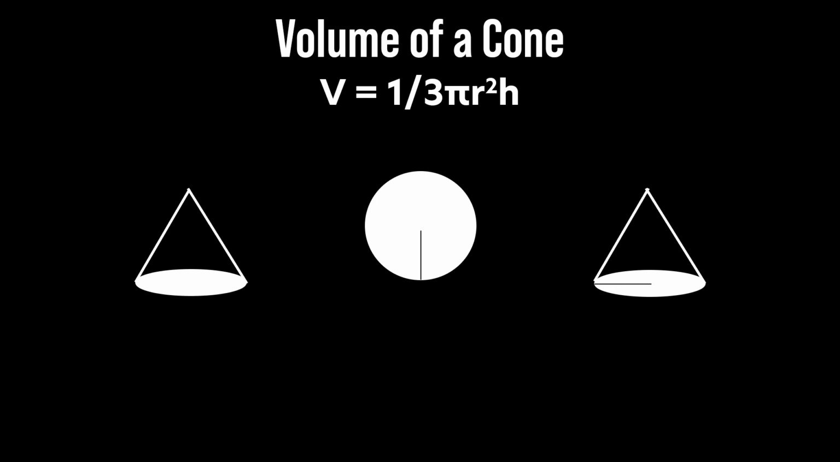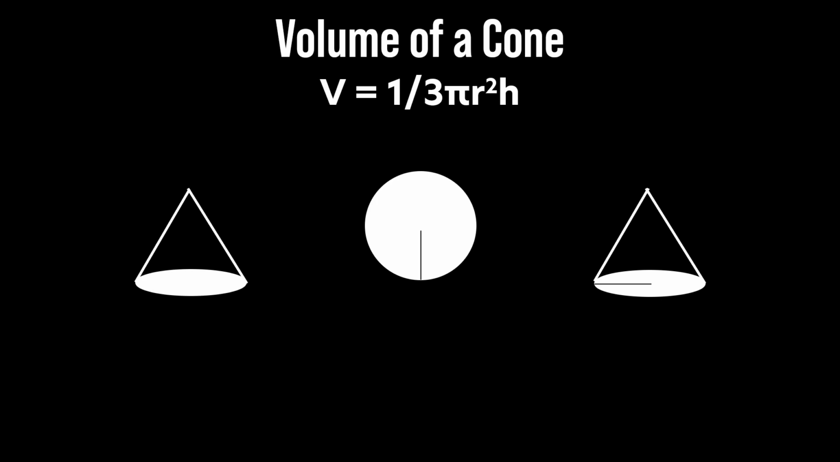Today we're going to learn about the volume of a cone. Volume is equal to 1/3 pi r squared times h. As opposed to finding the volume of a cylinder, which is the same equation except the 1/3 is removed, the volume of a cone includes this 1/3. Now, why is that the case?